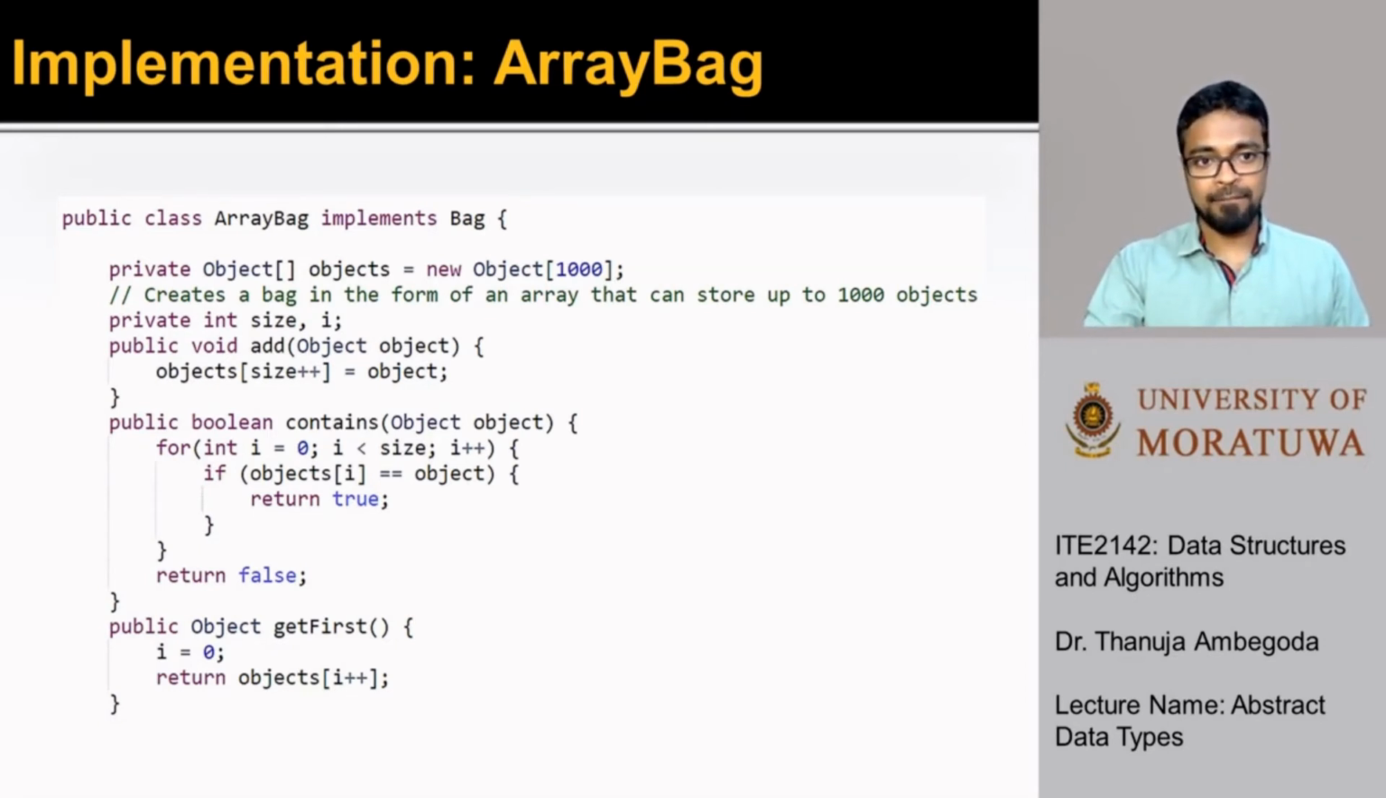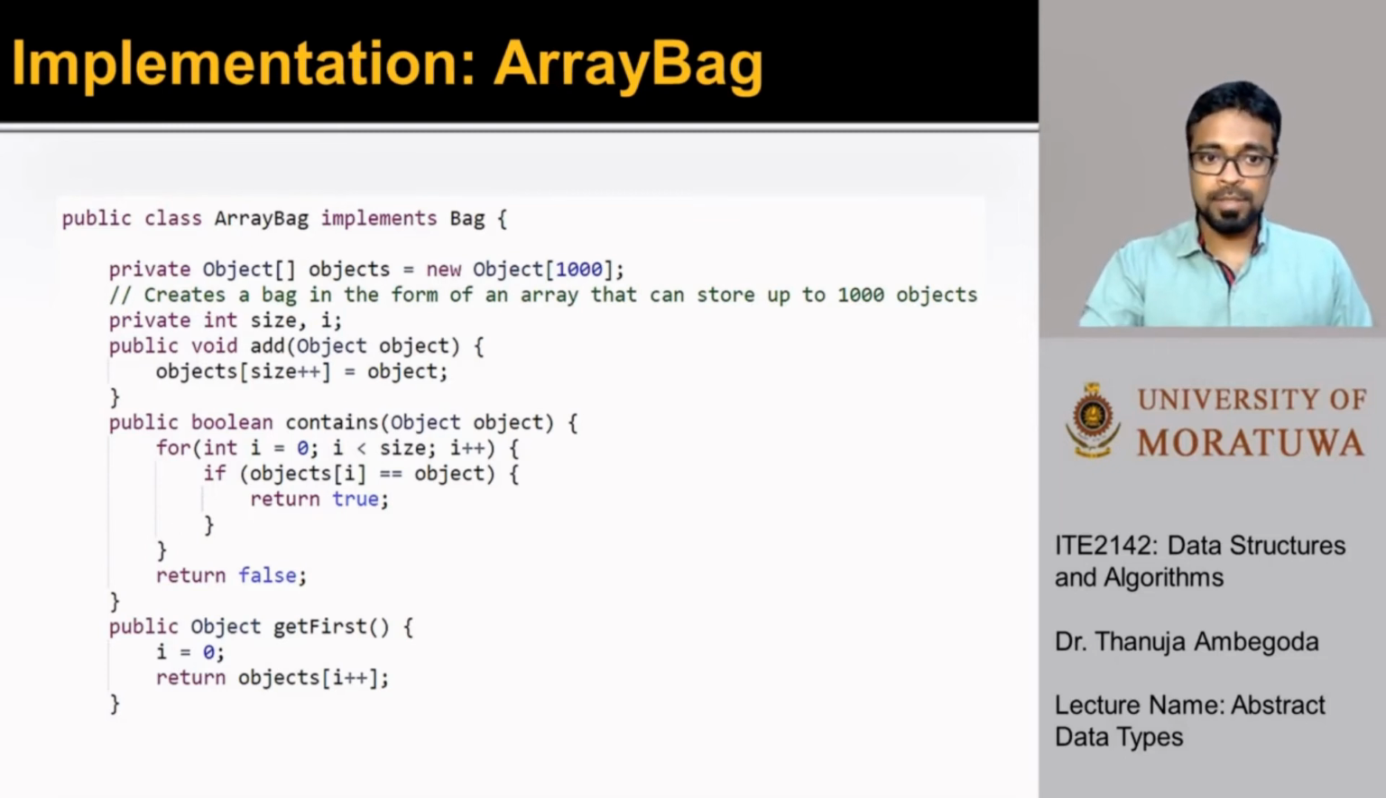Next line, we have private int size, i. This line defines two integer variables, size and i. Size is used to keep track of the size of the array bag. And the variable i is an index variable that can be used to iterate within this bag of objects.